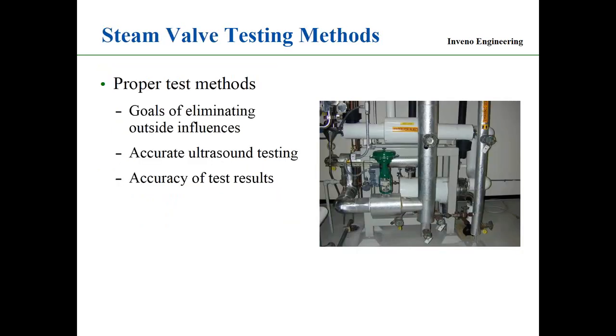The proper test methods go toward eliminating outside influences. Unfortunately, in the steam system there are outside influences that could generate high frequency ultrasound, and we have to be able to detect them if we're picking them up, because they influence our reading. So I'll go through that a little bit. The other thing is accurate ultrasound testing and accuracy of test results. I want to be able to go up to the valve and tell: yes, it is leaking, or no, it's not leaking. So we want a very accurate test.